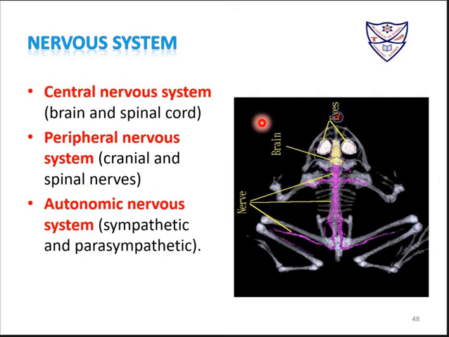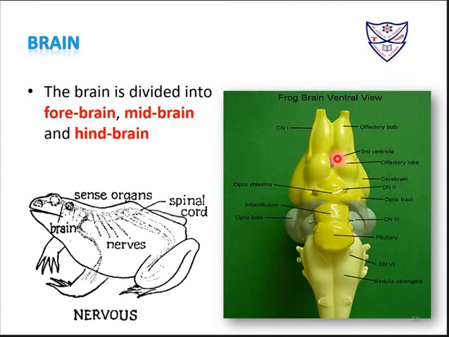The nervous system consists of the central nervous system, which includes the brain and the spinal cord. Then we have the peripheral nervous system, which includes both the cranial and the spinal nerves. Then we have the autonomic nervous system, which consists of the parasympathetic and sympathetic nervous system. The brain is divided into three parts: forebrain, midbrain, and the hindbrain.